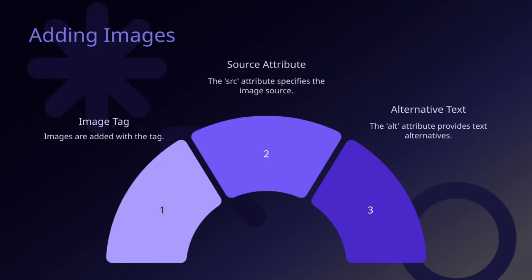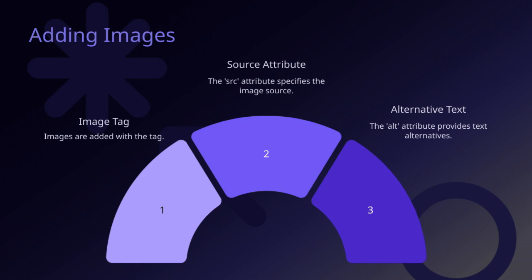First, we use the image tag, which is the fundamental way to insert images. The image tag requires a couple of key attributes. One of the most important is the src attribute, which specifies the source of the image file, basically, where the image is located. Without this, the image won't display.